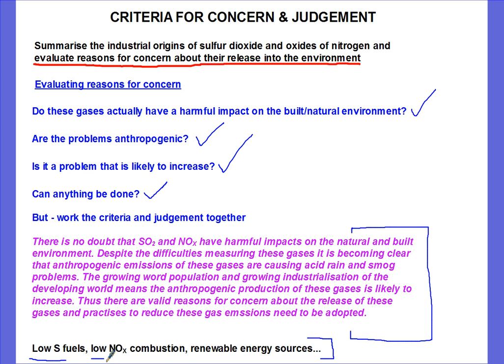There are forms of combustion or combustion techniques which produce low nitrogen oxides, one of them including using catalytic converters inside an exhaust system, which we learned about in 9.4.1, or just going straight to renewable energy sources such as things like solar power, which do have no sulfur oxide or nitrogen oxide emissions.